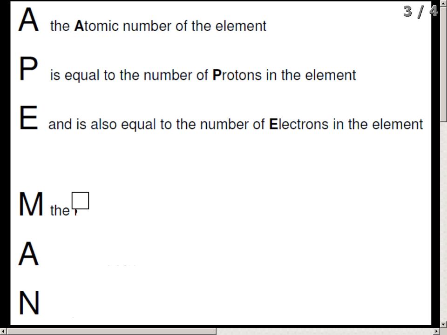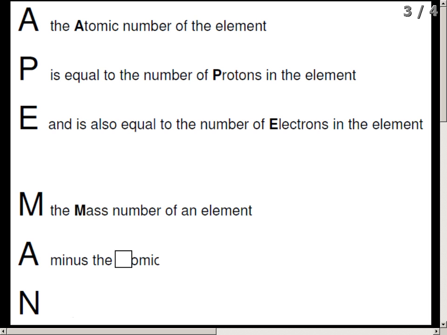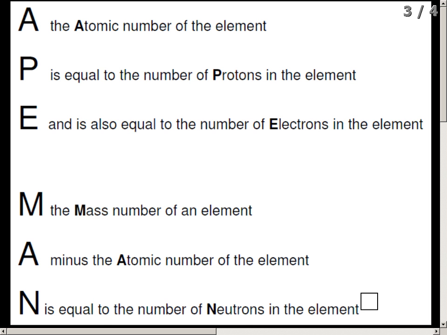Now the man, the M in the man is for the mass, the atomic mass number. You take the mass number and you minus the atomic number, MA, and you get the N, the number of neutrons. APEMAN. Atomic number equals protons, electrons, APE. Man, mass number minus atomic number equals neutrons, MAN.